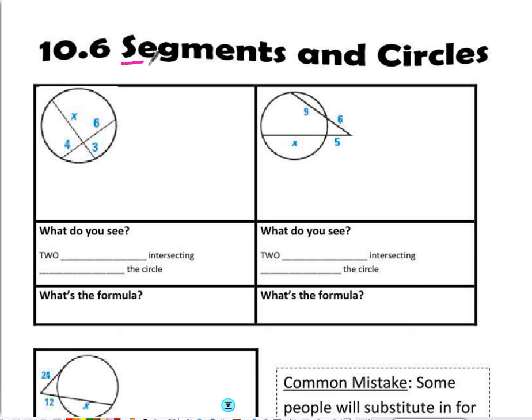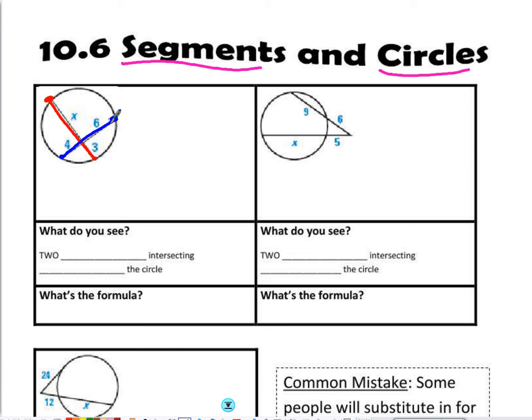10.6 is about finding the segment lengths inside a circle, okay? So we're not worried about finding the arcs and angles, which we know how to find from 10.5. We're actually going to find the length of segments. So we're going to highlight one segment in one color. We're going to highlight the other segment in a different color, okay?